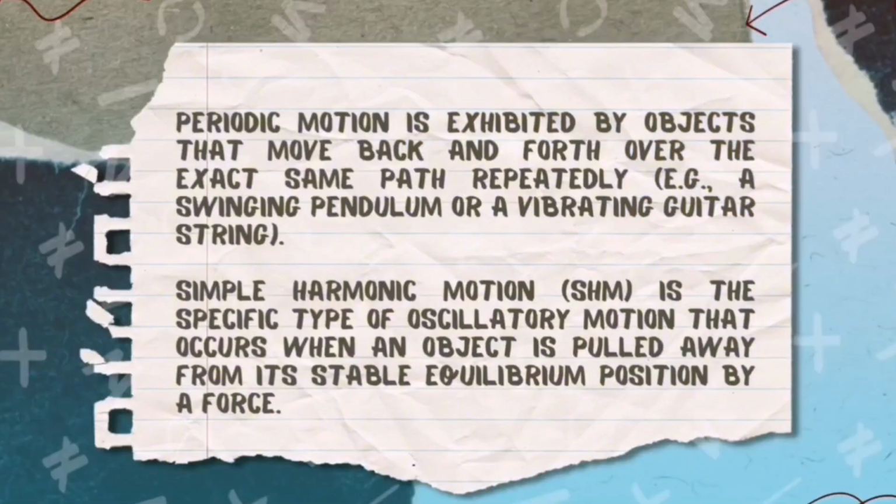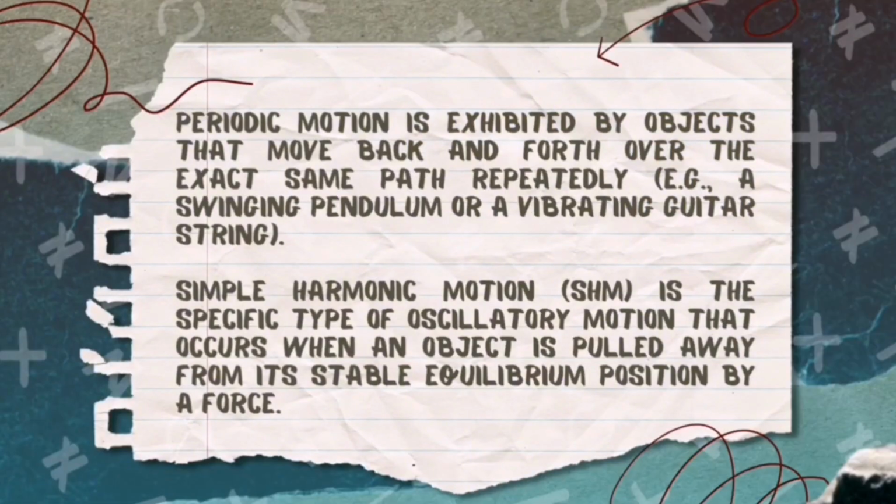So now, let's talk about simple harmonic motion, or SHM for short. It is one of the most common types of periodic motion that we see in everyday life. Objects that move back and forth over the same path, like a swinging pendulum, a bobbing metal weight, or a vibrating guitar string, all show what we call periodic motion. But there is one special kind of periodic motion. It is called simple harmonic motion.